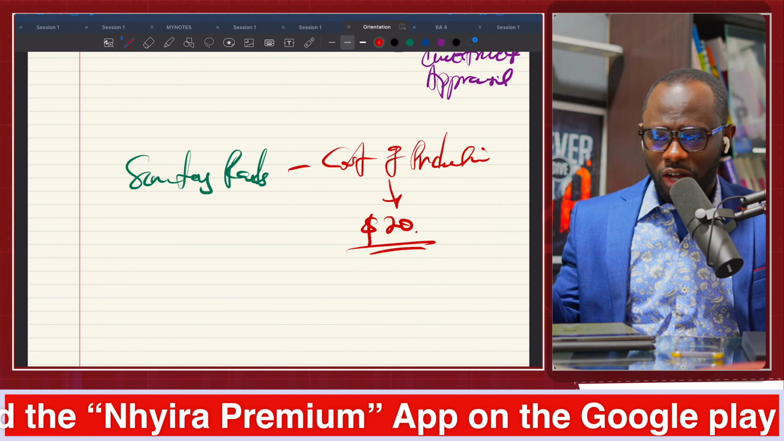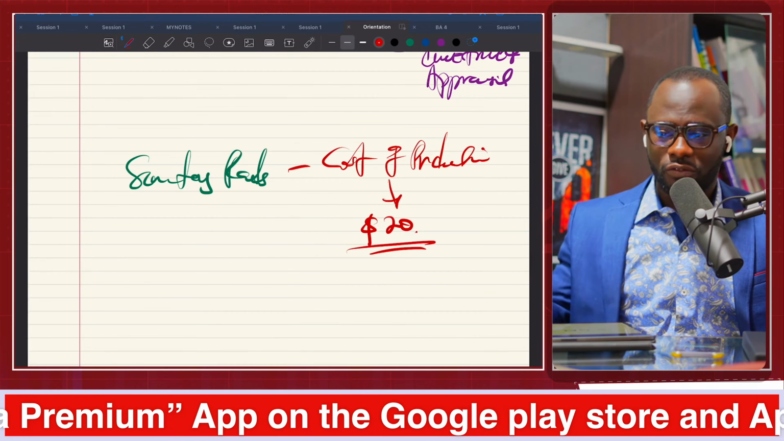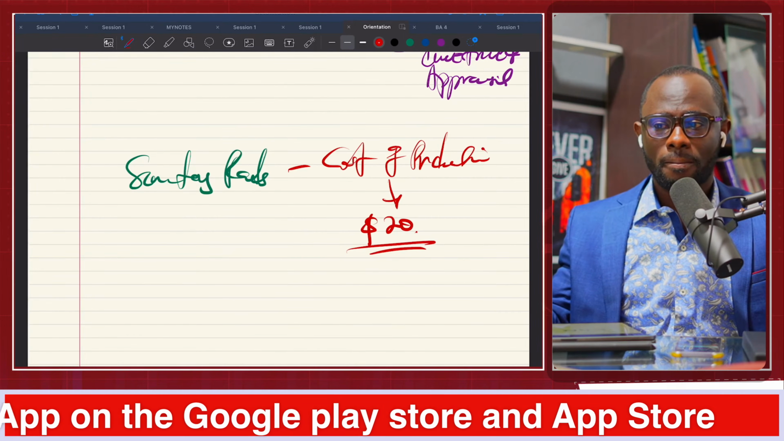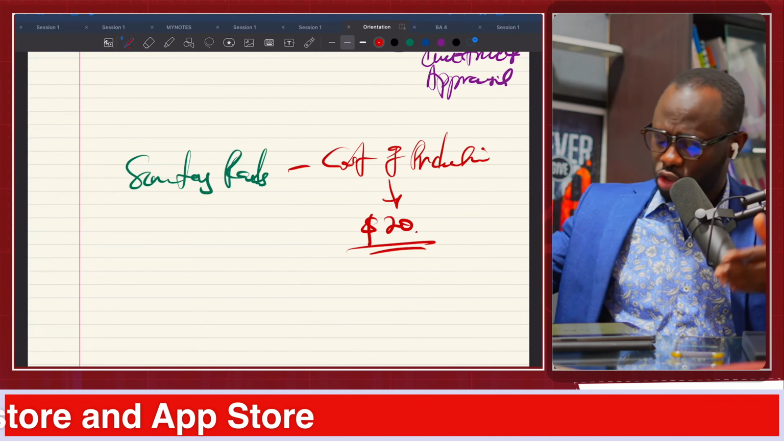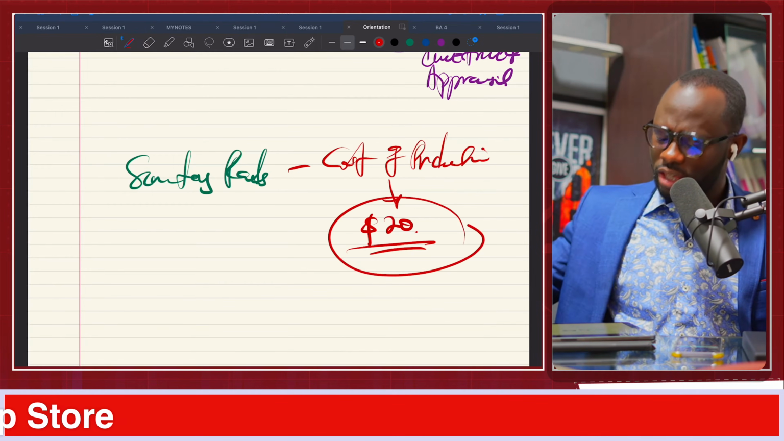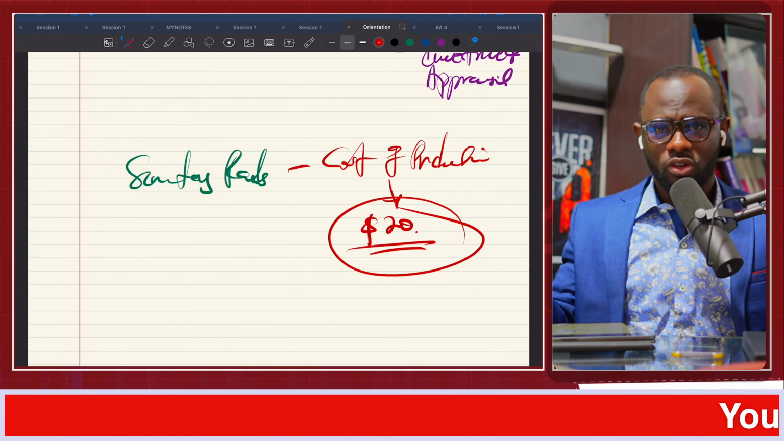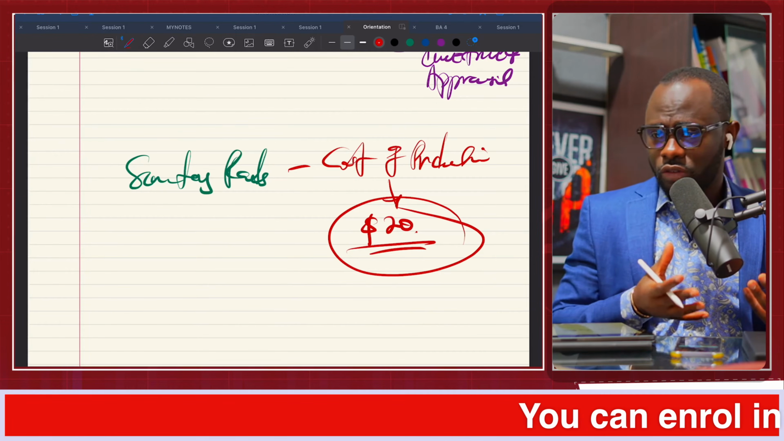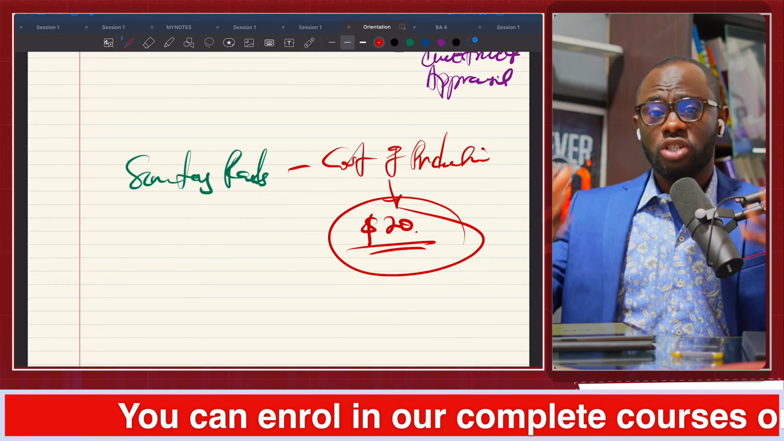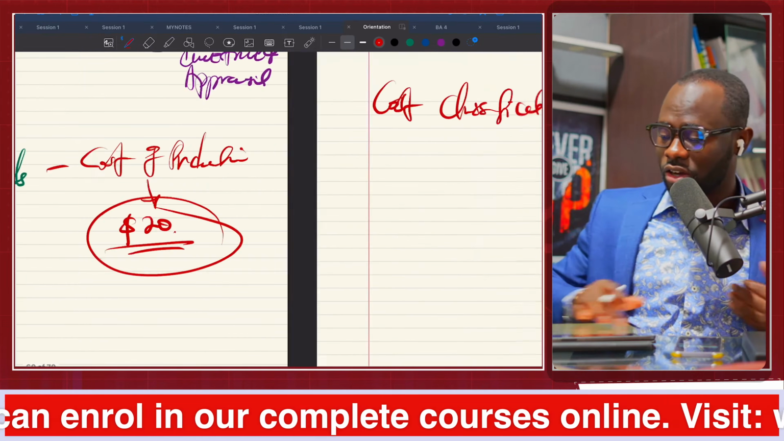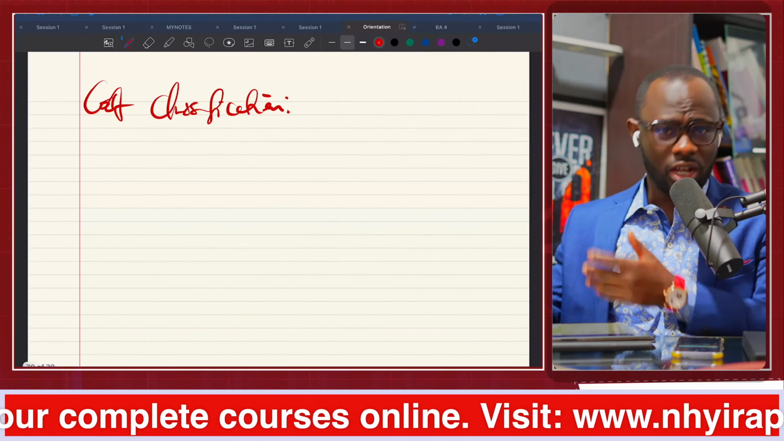Okay, so our cost is $20 to manufacture the sanitary pads. That's okay. But the question we want to ask ourselves is, what makes up the $20? How did we actually come to that $20? So if we want to determine the cost of a product, a service, or undertaking, how do we get the cost generally? That is where the concept of cost classification comes in.